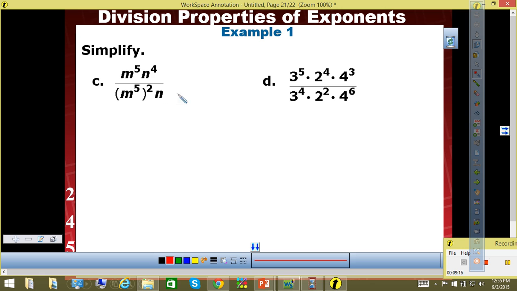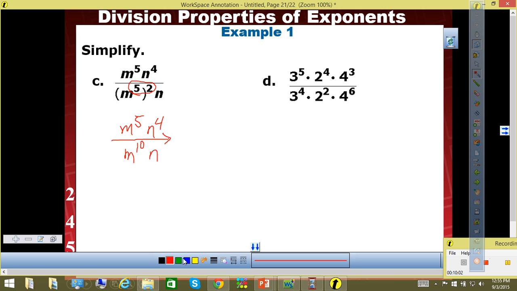Does everybody see the denominator? Does everybody see what I did there? Okay, here we go. Before we do anything else, we need to simplify the denominator. Who sees this? Okay, so let's do that first. This becomes what? M to the 10th and n. That's the denominator, and bring down the numerator, which is m to the fifth, n to the fourth.